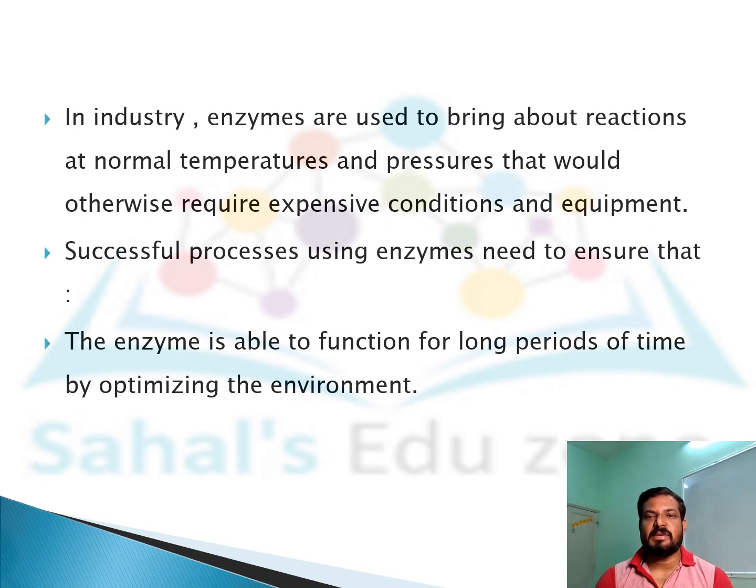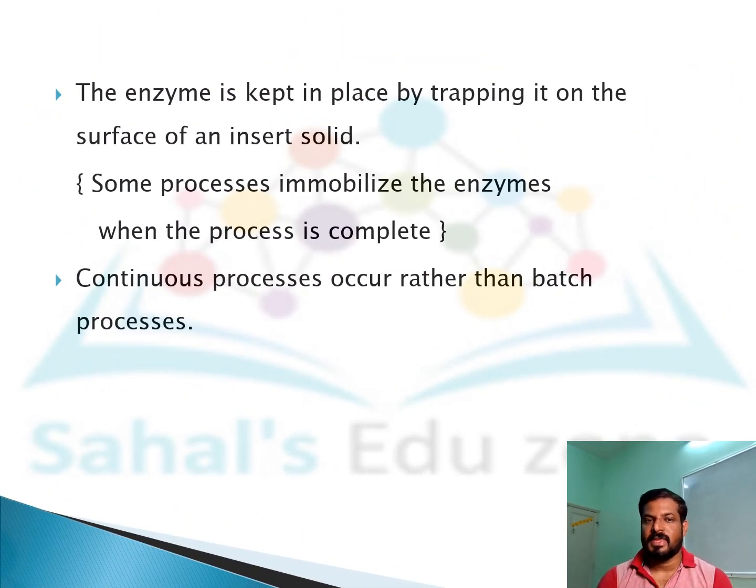In industry, enzymes are used to bring about reactions at normal temperature and pressure that would otherwise require expensive conditions and equipment. Successful processes using enzymes need to ensure that the enzyme is able to function for long periods of time by optimizing the environment. The enzyme is kept in place by trapping it on the surface of an inert solid. Some processes immobilize the enzymes when the process is complete. Continuous processes occur rather than batch processes.